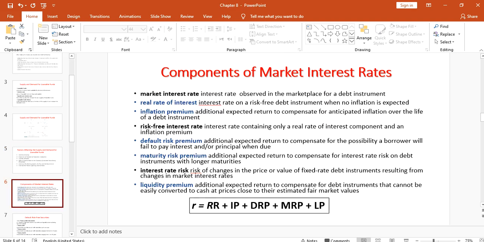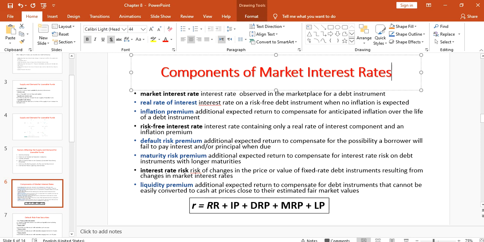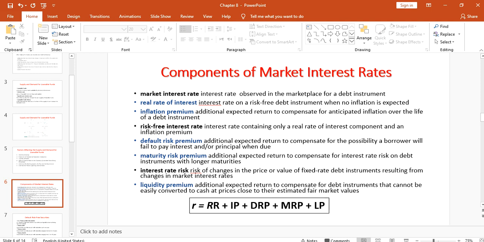Now, we have many types of interest rate. The one we are talking about is the market interest rate. When you go to the market, for example, the central bank interest rate can be 2%, but the market interest rate can be 10%. This is due to many factors affecting it.